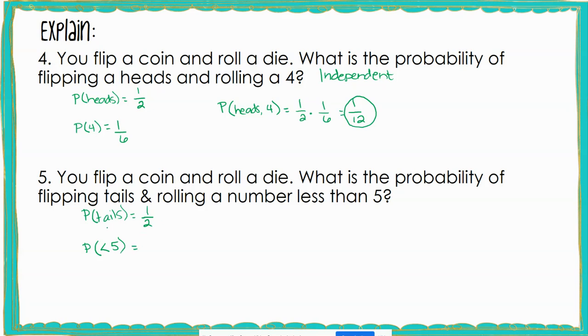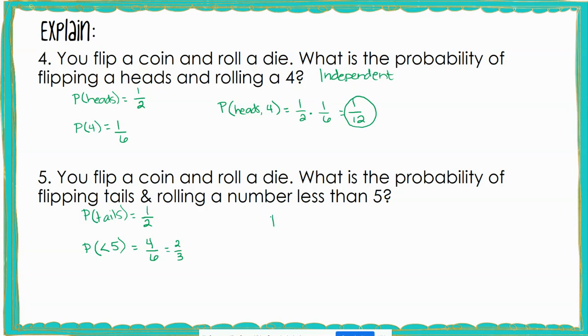Then we want to find the probability of rolling a number less than 5. Well, all of the numbers less than 5 on a number cube are 1, 2, 3, and 4. So that is 4 numbers that are less than 5 out of 6. Well, I know that 4/6 will simplify to 2/3. So the probability of landing on a number less than 5 is 2/3.